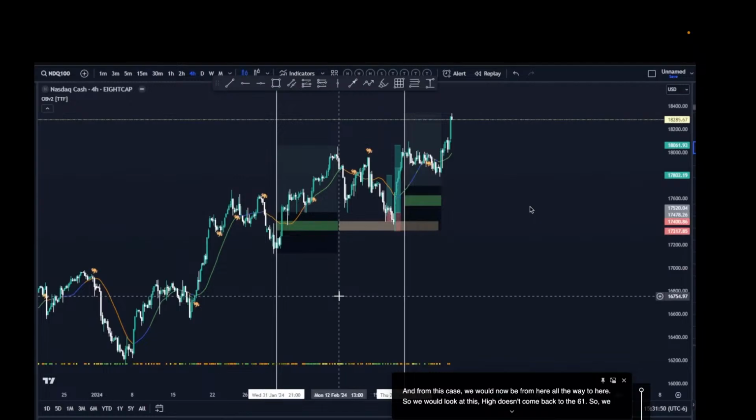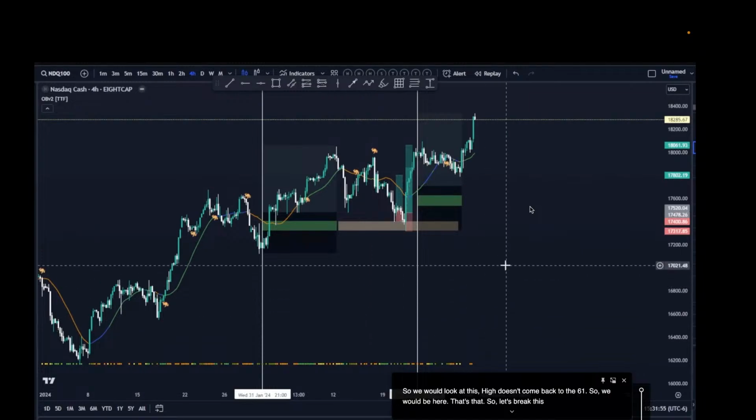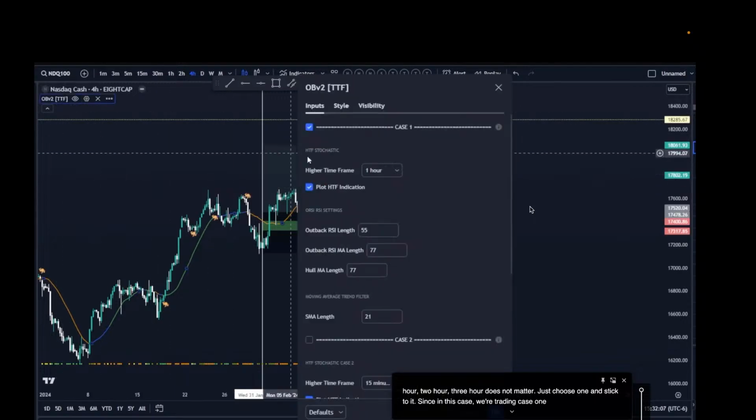So let's break this down. This was a long video, and let's just wrap this all up in a summary. So in this example, step 1, choose a higher time frame. Daily, 4 hour, 1 hour, 2 hour, 3 hour, does not matter. Just choose one and stick to it. Since in this case we're trading Case 1 Outback, 15-minute trading time frame, 1 hour higher time frame, it would make more sense to be on the 4 hour.